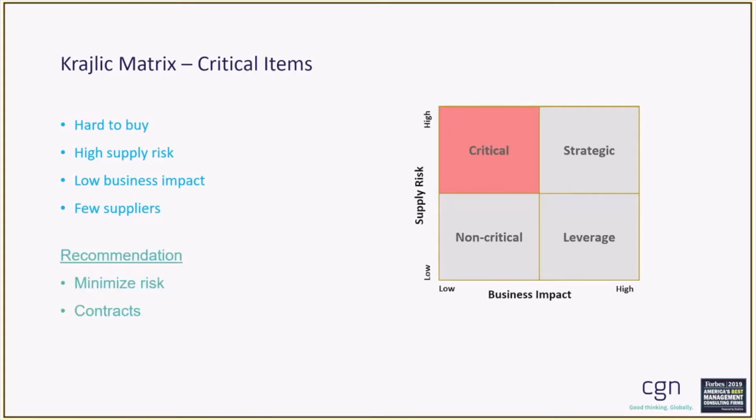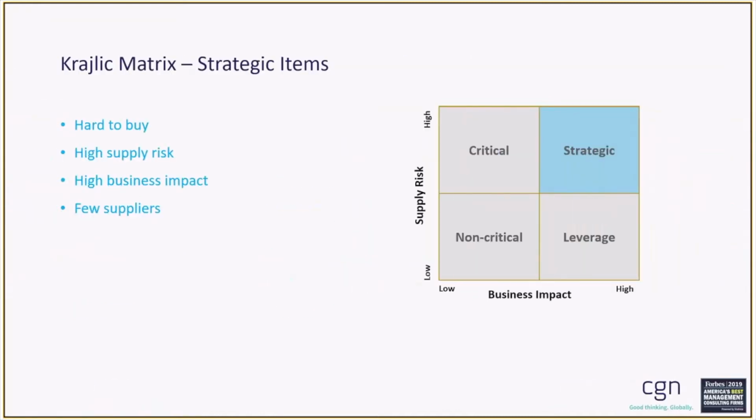The recommendation for a business with the critical items using the Krajlic Matrix is to minimize the risk associated with purchasing critical items. Purchasing strategy should be to work with the suppliers of critical items to develop long-term contracts consisting of alternatives to critical items and strong relationship management. This focus on suppliers will help develop long-term relationships with a supplier that results in better business and lower supply risk.